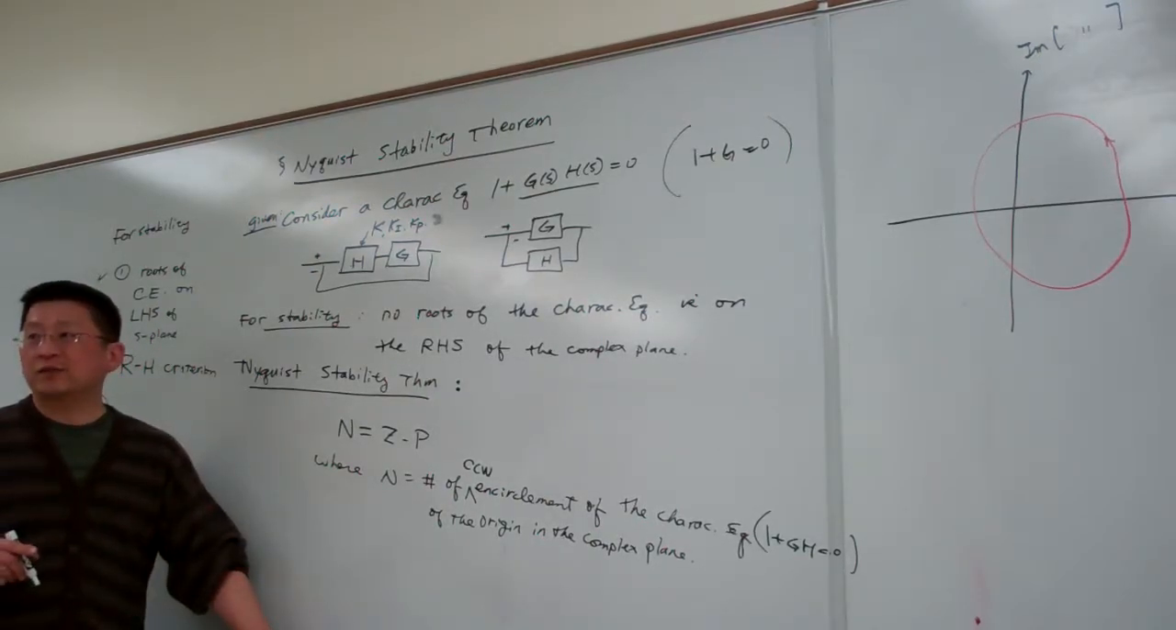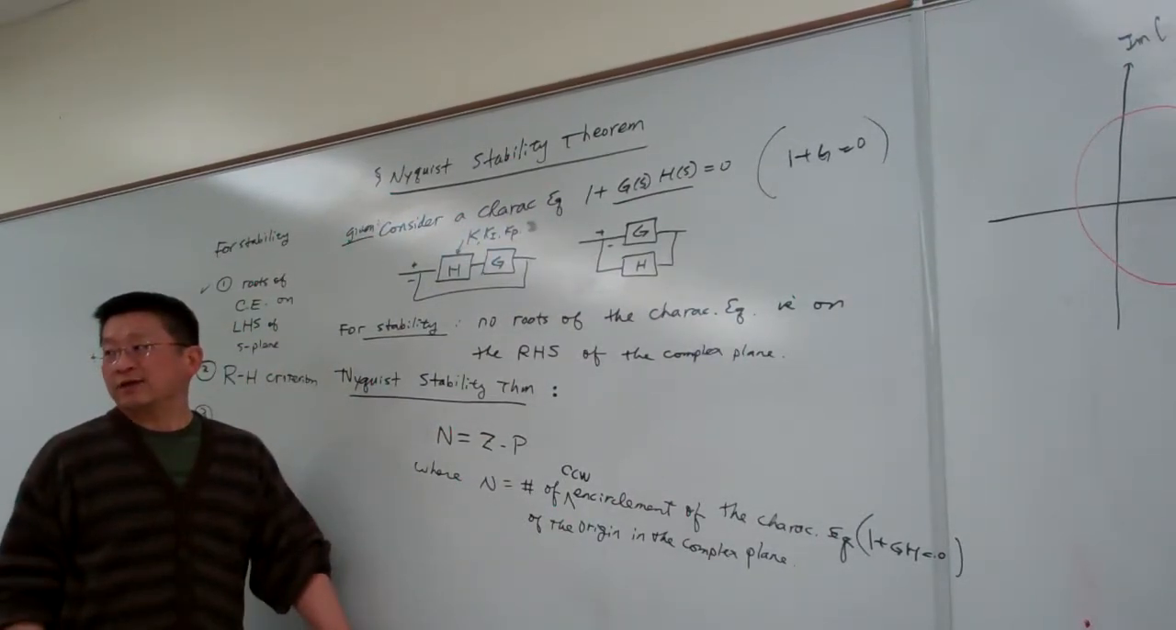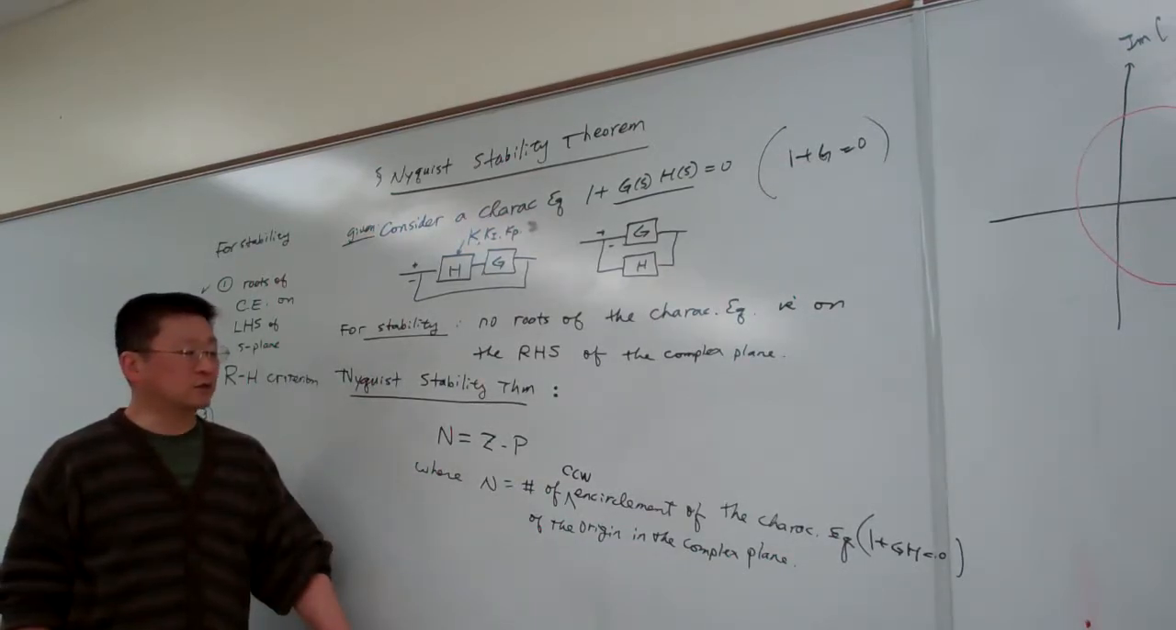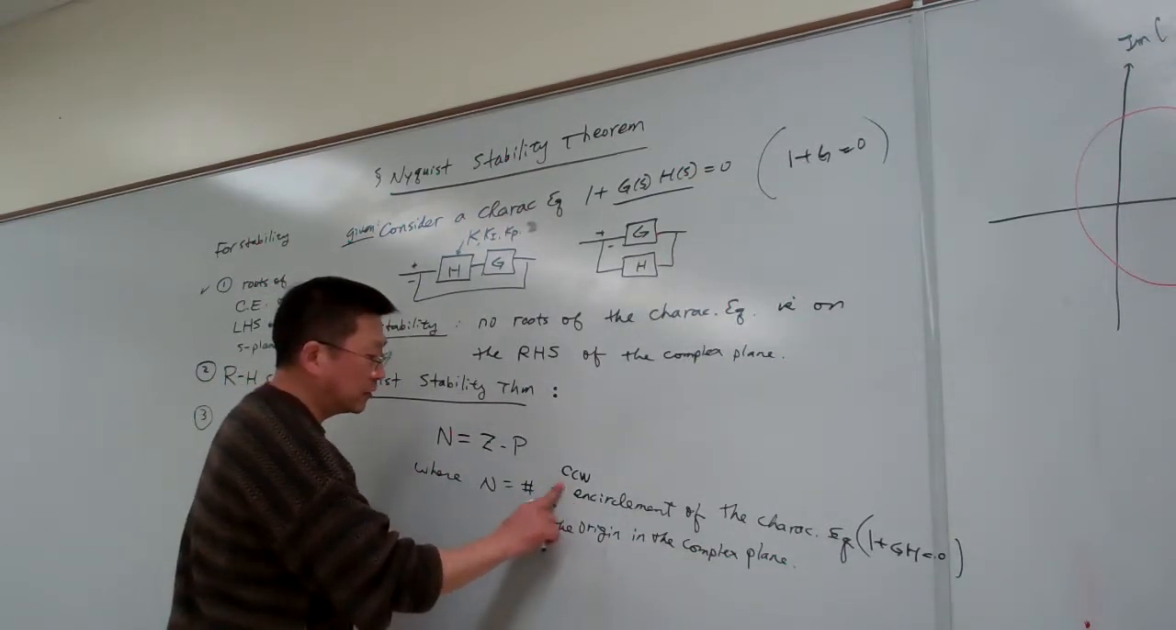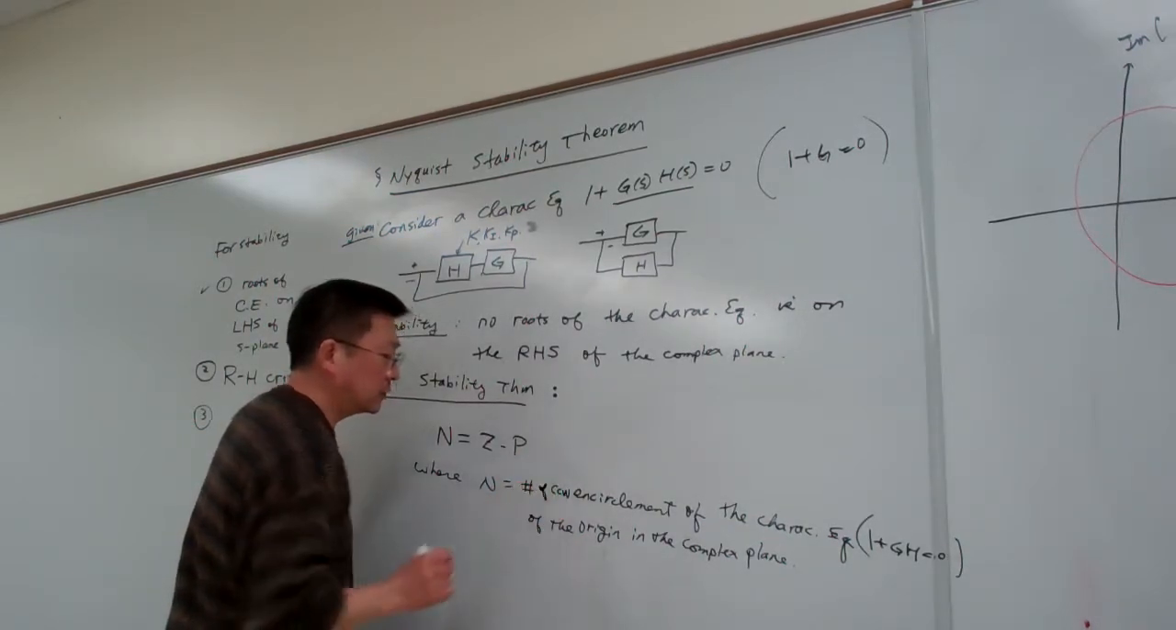And you might ask me, how do we know the directions of the encirclement? Later I will use one example to show you how to define it. Okay. So here we're simply using the encirclement CCW.